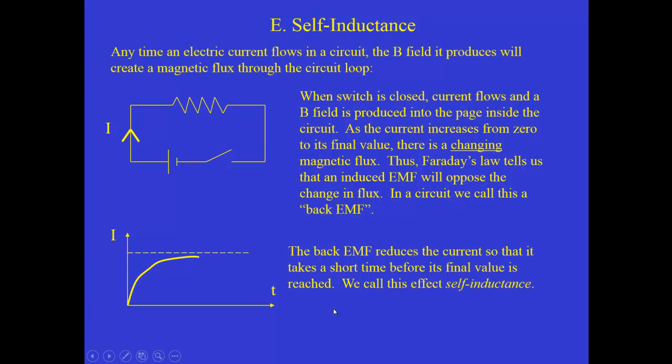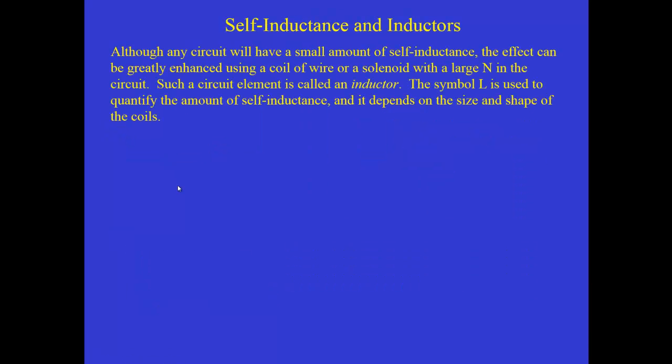We call this effect self-inductance because the phenomenon of induction present in this loop was caused by the very flow of current in the loop to start with. Any circuit, no matter how simple, will have at least some small amount of self-inductance. But we can magnify the effect significantly by using a coil of wire or a solenoid with a large number of turns. If we put that into the circuit, we call that circuit element an inductor, and it's going to magnify the amount of back EMF that's produced.